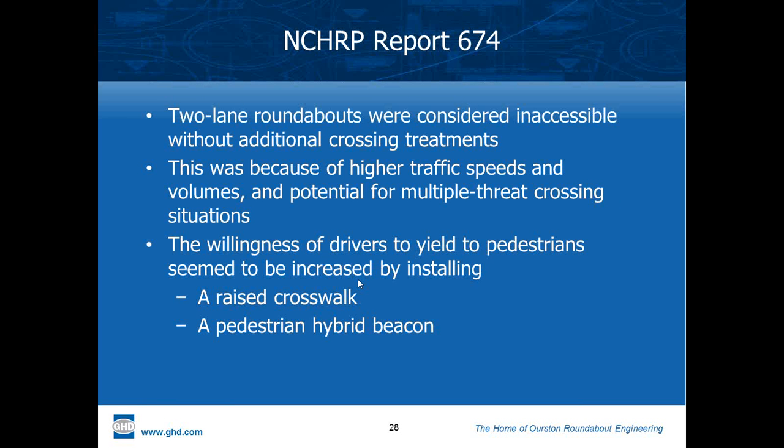So report 674 is sort of the pedestrian watershed report on crossing accommodations where they're testing different devices and treatments. They looked at speed as a factor in yielding and compliance, and the willingness of drivers seemed to increase. They're doing more research now. At the time I wrote this, the raised crosswalk has some promise, and the pedestrian hybrid beacon and the RRFB as well.